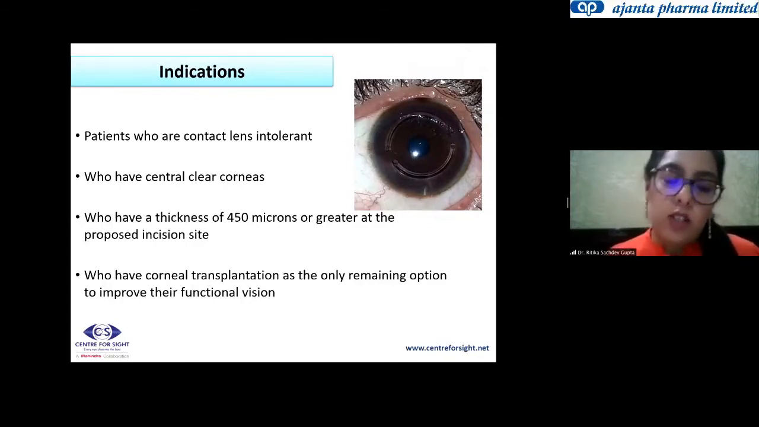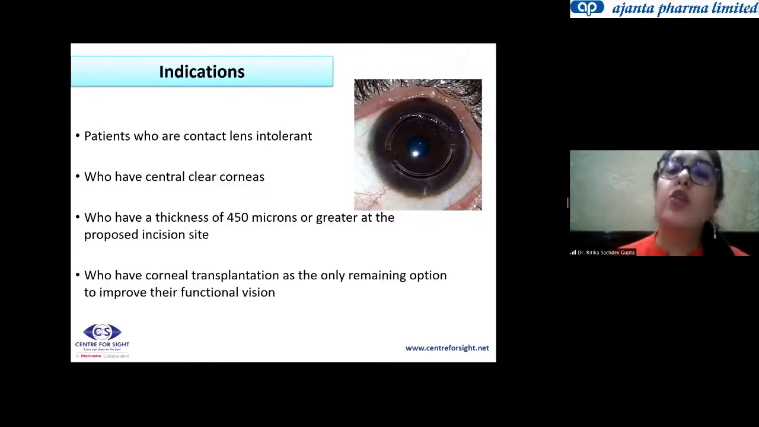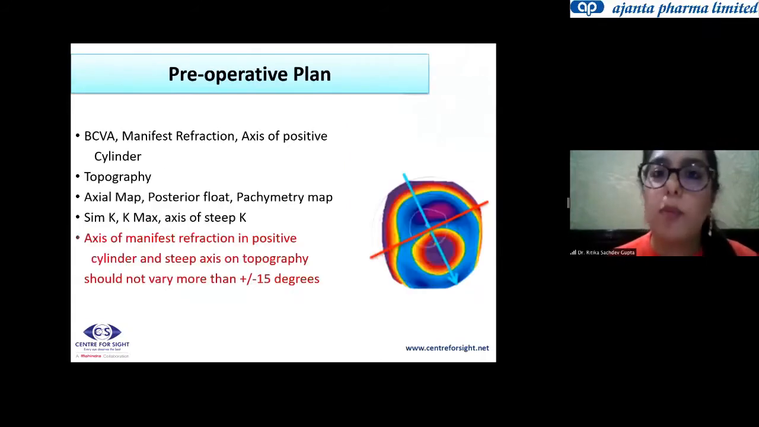I do not prefer to do ICRS in patients who have very good vision, like 6/6 or 6/9 with glasses, because there are reports that you can have a drop in BCVA if the vision that you're starting out with is very good. And if the patient is very mild, you should just take him up for plain cross-linking for progression. Now, how do you evaluate a patient?